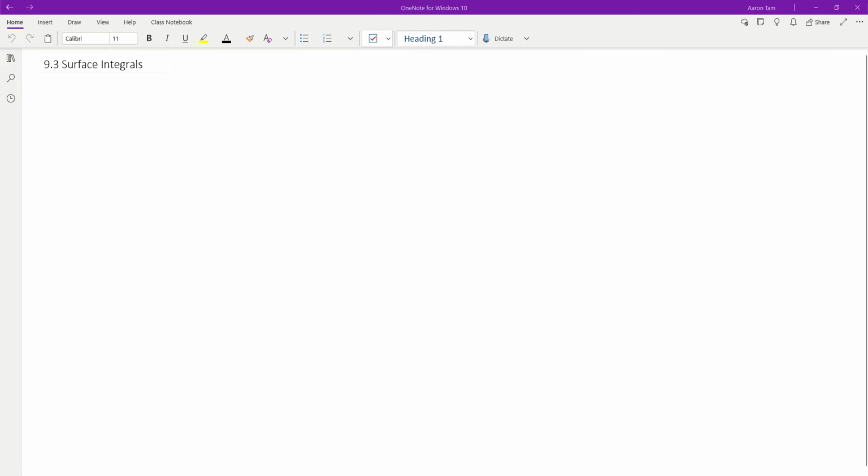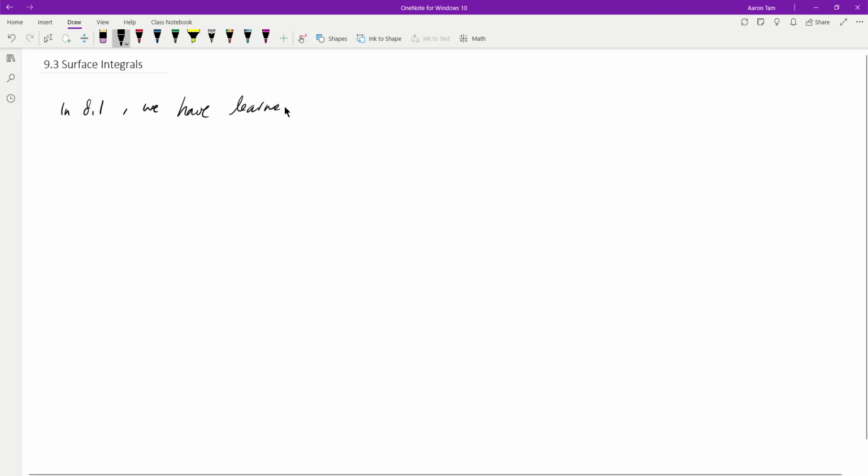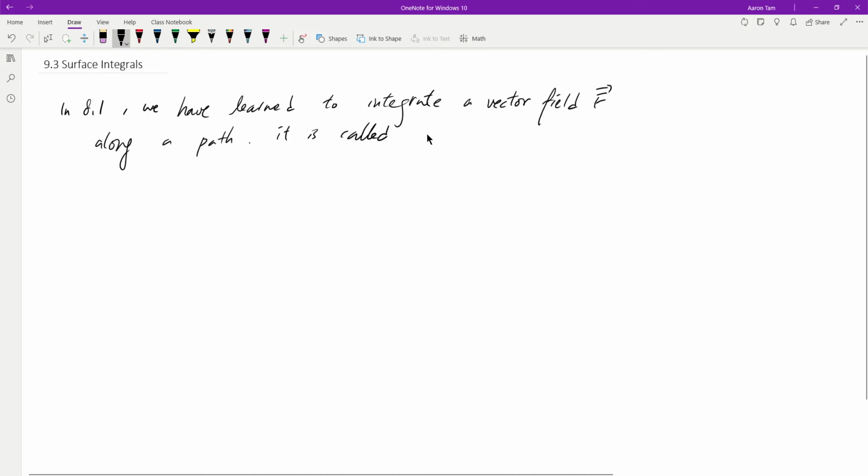So in chapter 8.1, we have learned to integrate a vector field F along a path. It is called a line integral.